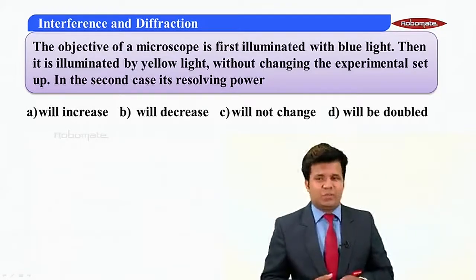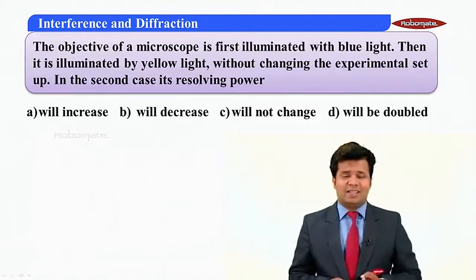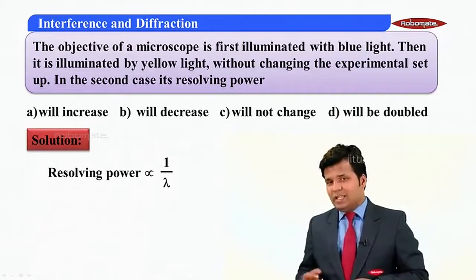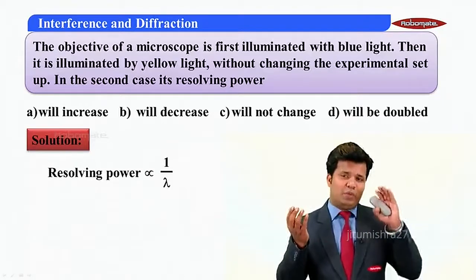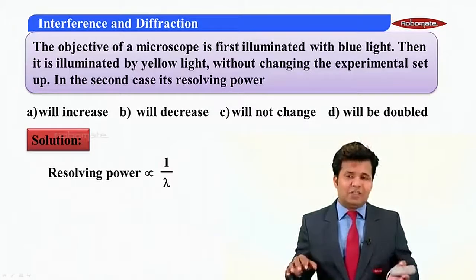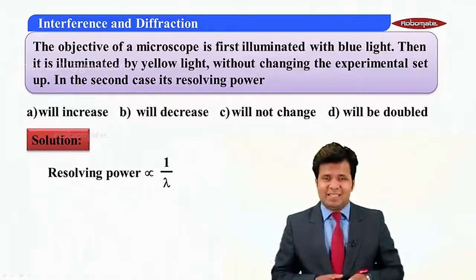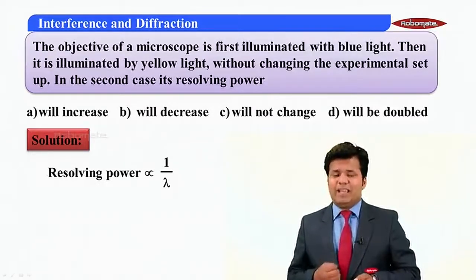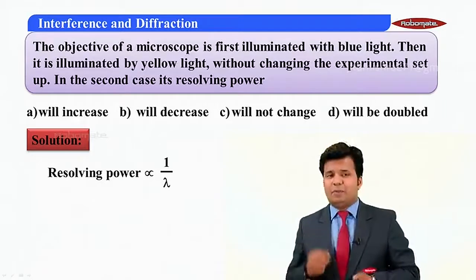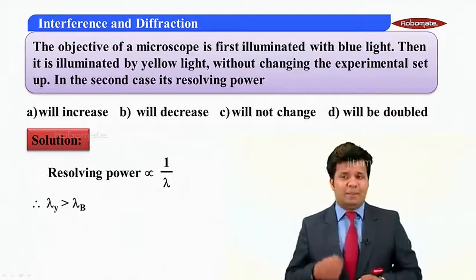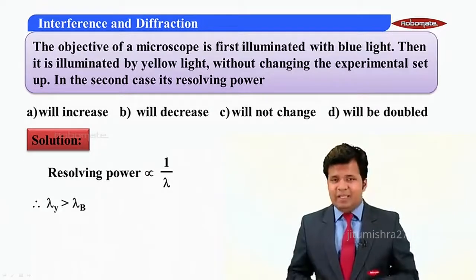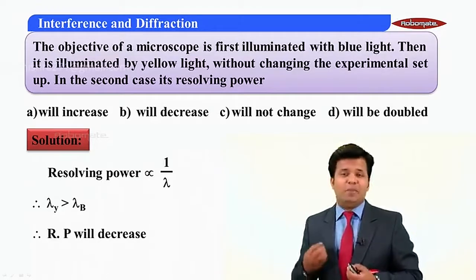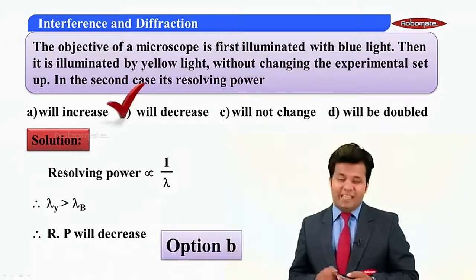The answer to this question is very simple, in one sentence: the resolving power is inversely proportional to the wavelength. That is, if the wavelength increases, resolving power goes down, and if the wavelength decreases, resolving power goes up. Here, the blue light is being replaced with yellow light. What is going to happen? Yellow light has a greater wavelength than blue, so lambda yellow is greater than lambda blue, which tells me that resolving power is going to decrease as wavelength has increased. So the conclusion is RP will decrease, and option B is the right answer.